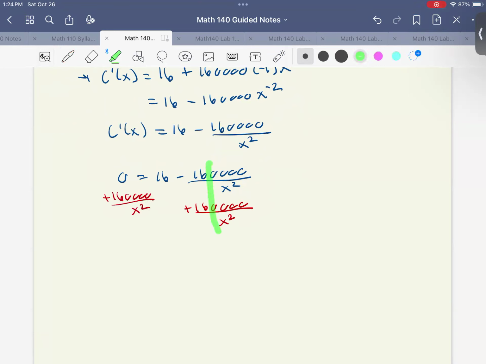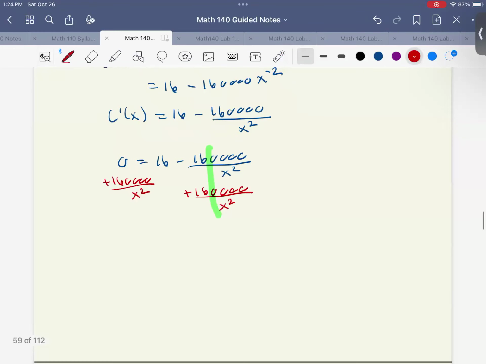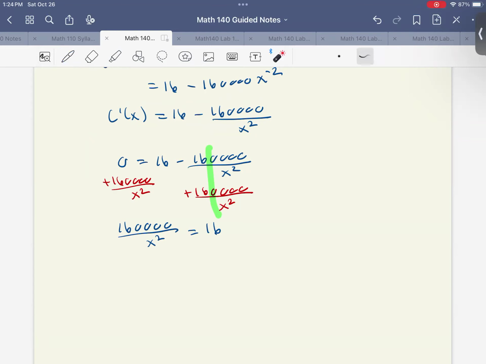Okay, so this will cancel out. And so what I end up with is 160,000 over x squared equals 16. Okay, remember, I'm trying to get x by itself. So I need to get it out of this bottom here. So what I'm going to do now is multiply x squared to both sides.